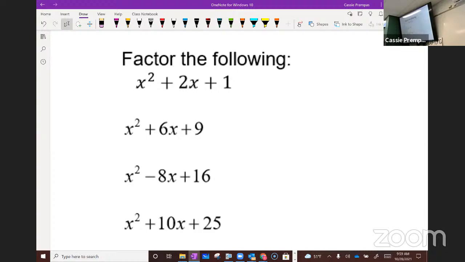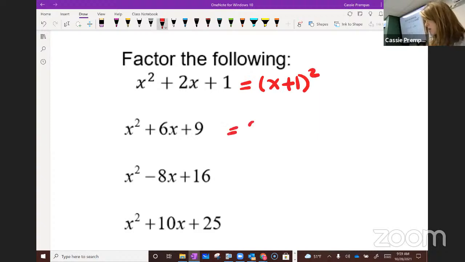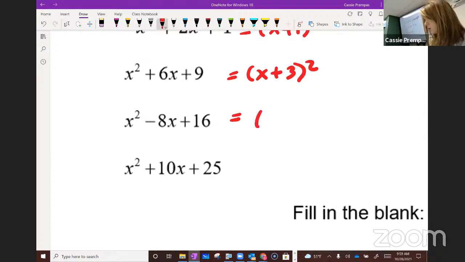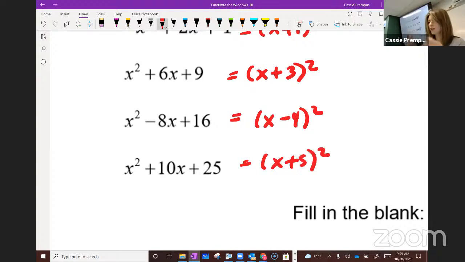All right, guys, I'm seeing some people write it as parentheses times parentheses, which is great. But if you have the same parentheses, we can just write it as the quantity squared. So we should have x plus 1 squared, x plus 3 squared, x minus 4 squared, and x plus 5 squared. Lydia. Yes, that's right.